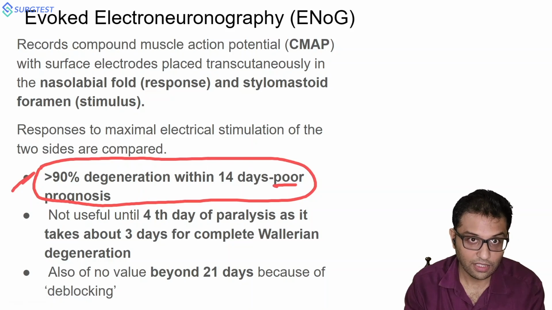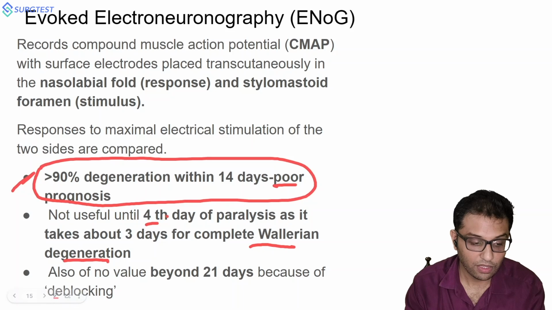That is, there is a high chance that the nerve is getting injured. There is no chance of recovery of that nerve. If there is more than 90% degeneration within 14 days, the chances of recovery are very less. But this test should be done only after the 4th day. The first 3 days is the time when Wallerian degeneration of the nerve is happening. So this test is not useful in the first 3 days.